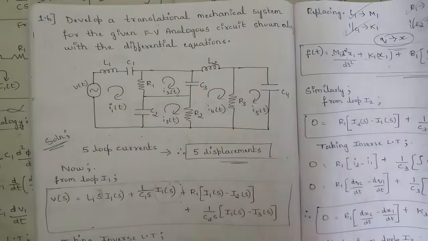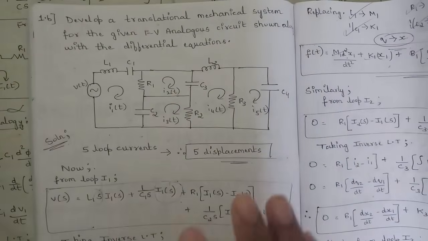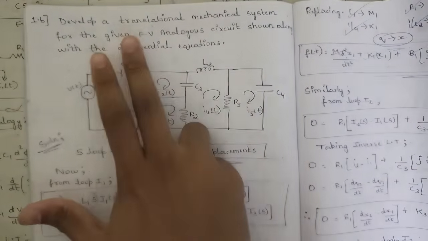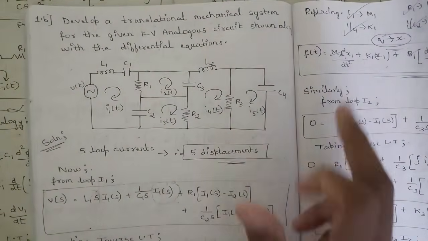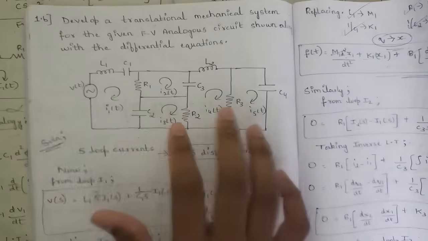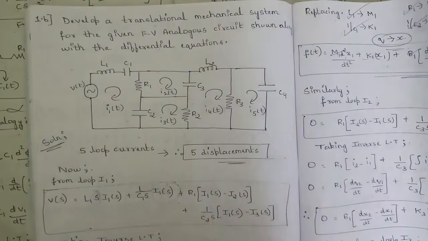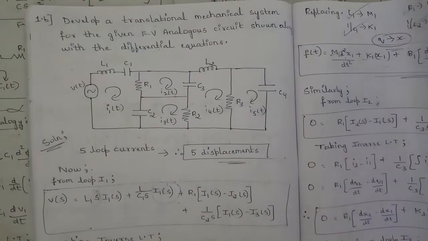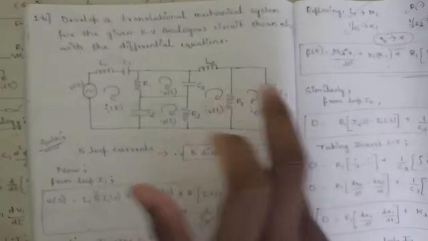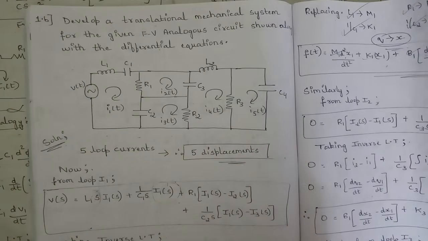Using this circuit they would be asking you to analyze this circuit and develop a translational mechanical system or a rotational mechanical system using the FV analogous or FI analogous circuit. Okay, one question like this would definitely be asked. They would be giving you one circuit, and for this we should be converting it to a translational mechanical system.